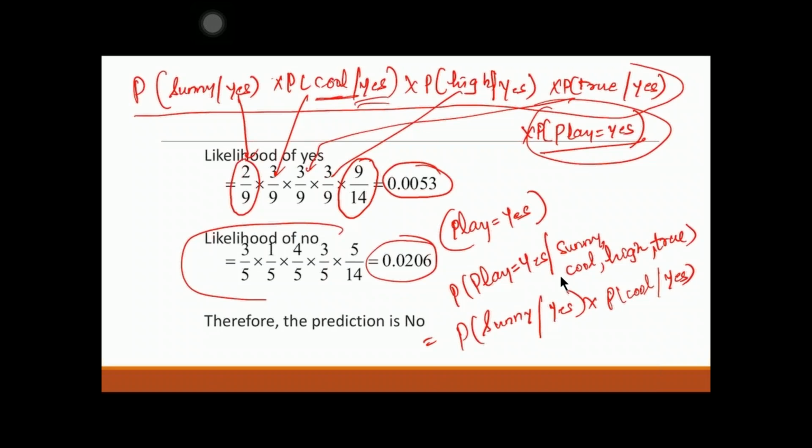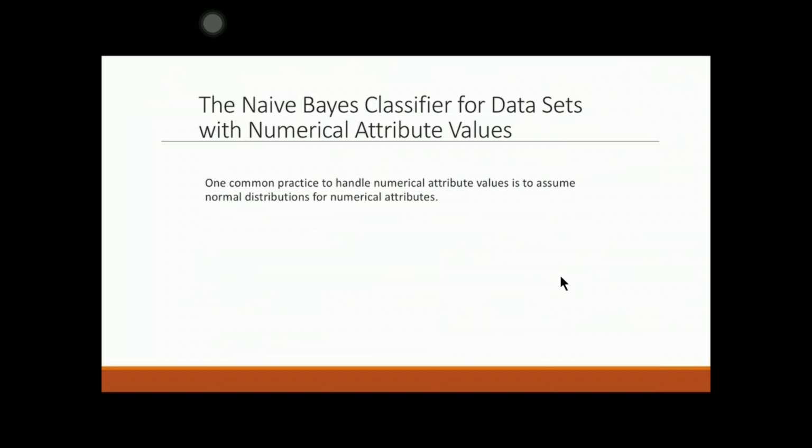What will be the answer? And the answer is already on the slide. The prediction will be no, because the probability of 0.02 is higher than the probability of yes. Okay. Understood? I think this is very clear, right? We have gone through the example.